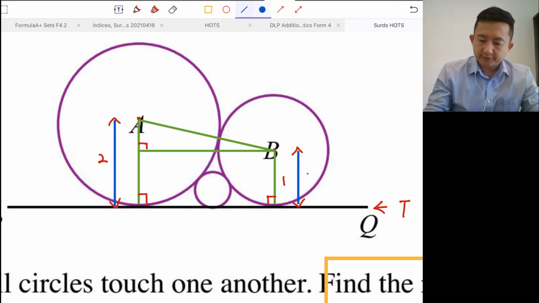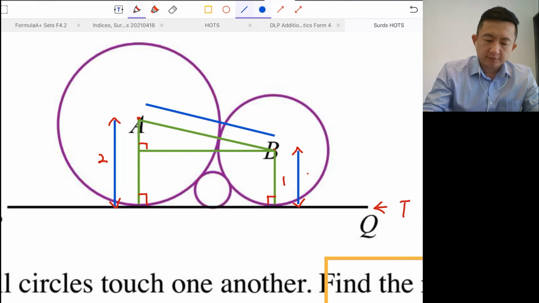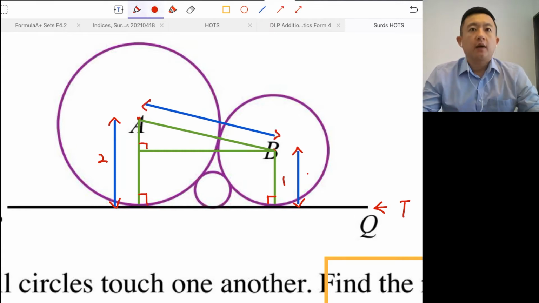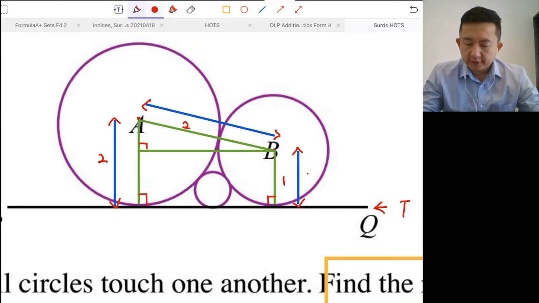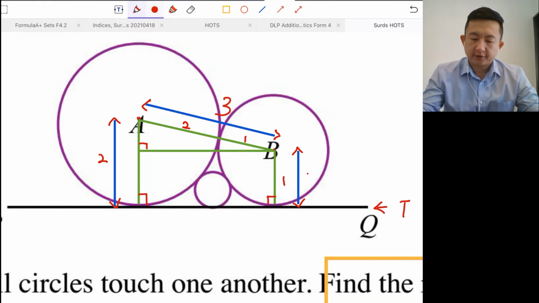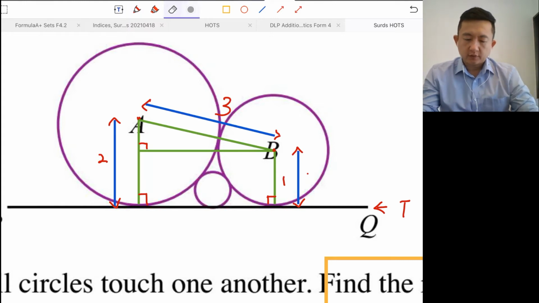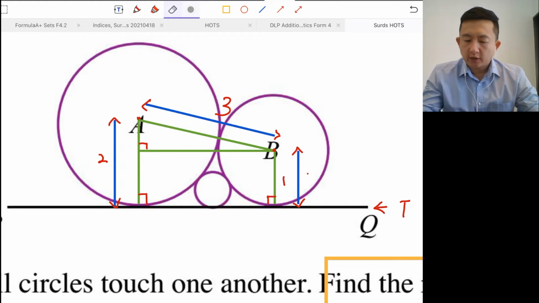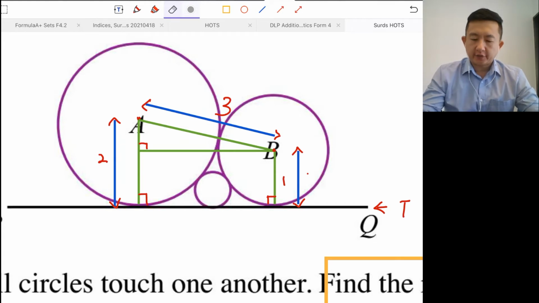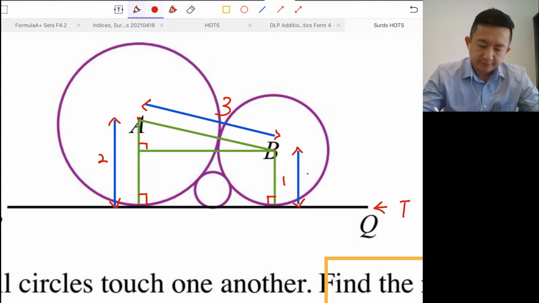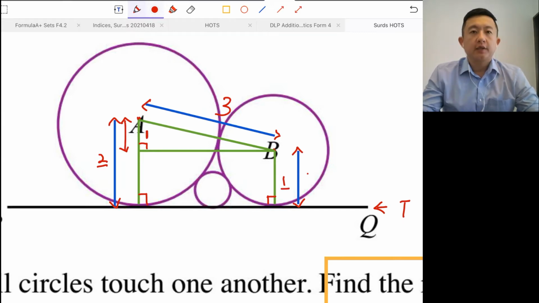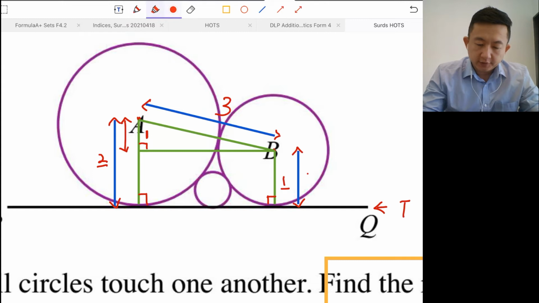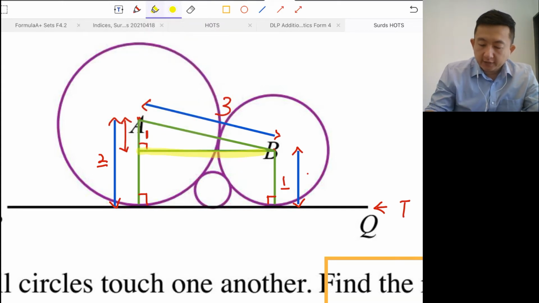Okay, how about here? What is the length here? Can we figure it out? Yup, because this is 2 radius, this is 1, and we know that this is 3. So if I want to figure out the length of the right angle triangle, how about here? Do I know it? Yes. 2 minus 1, so this is 1, even though it doesn't look like 1. Okay, so let's figure out this length.